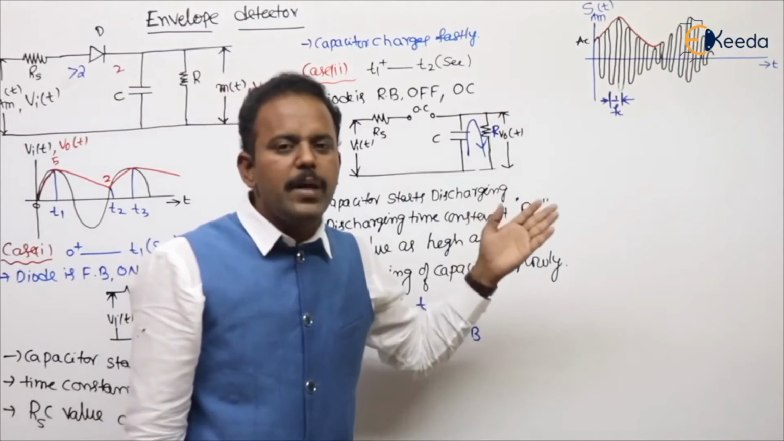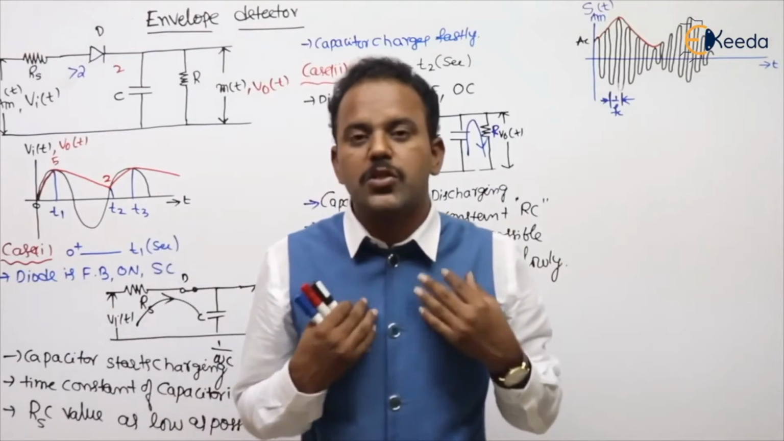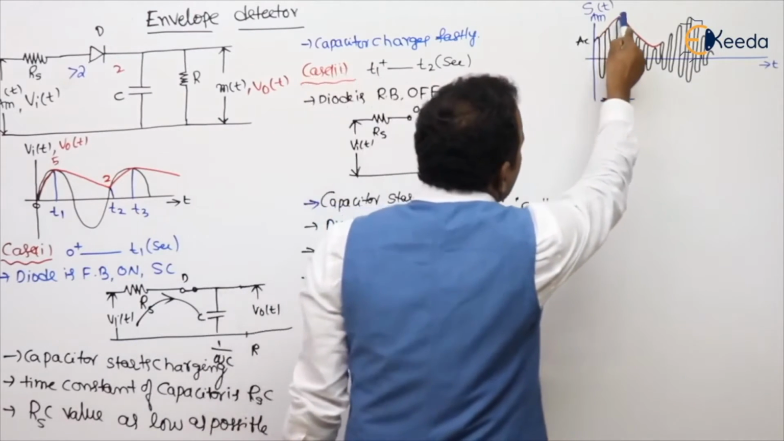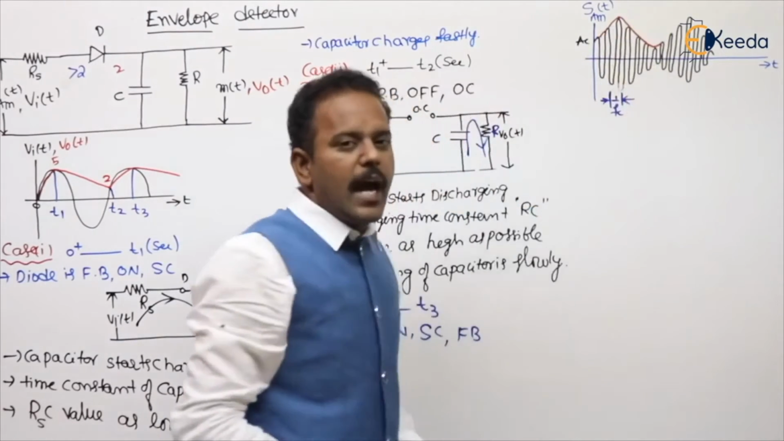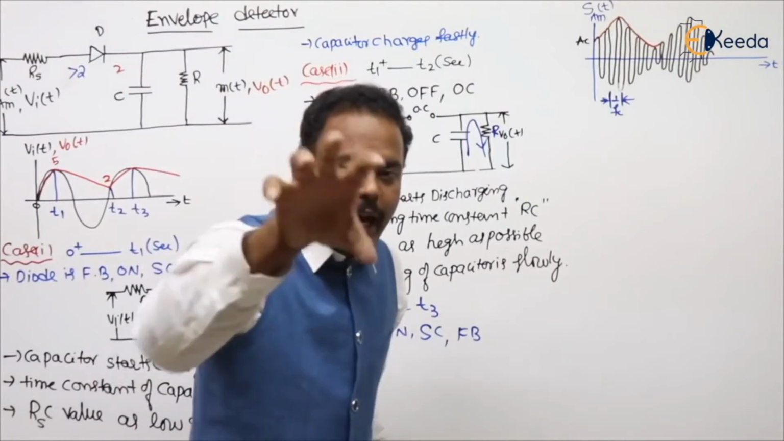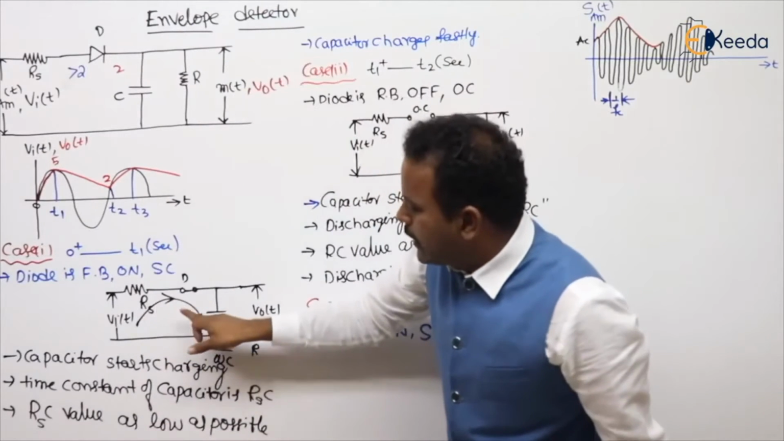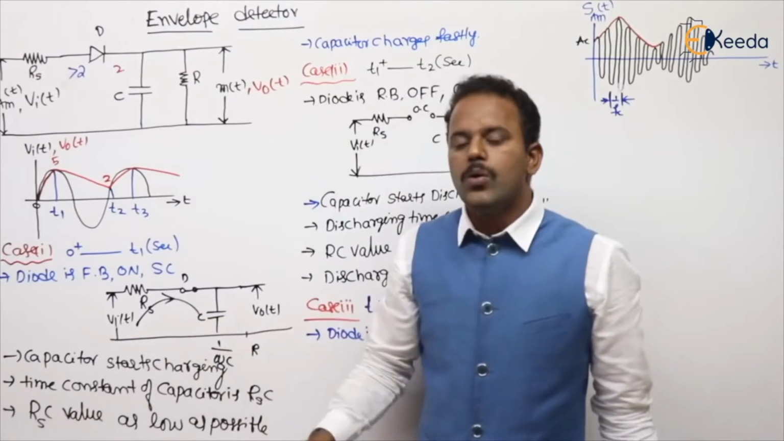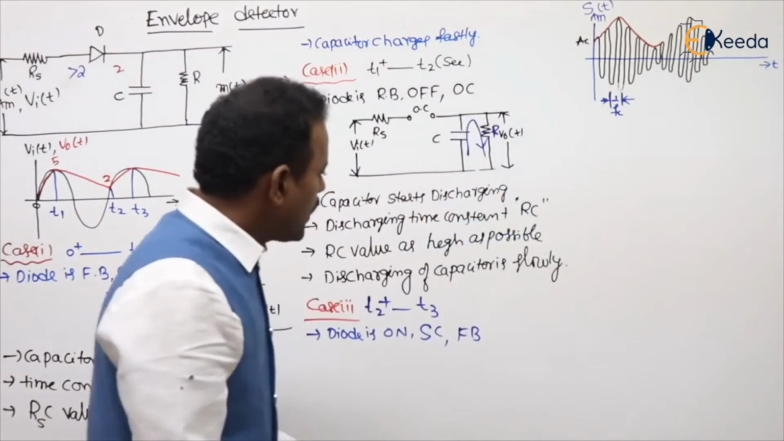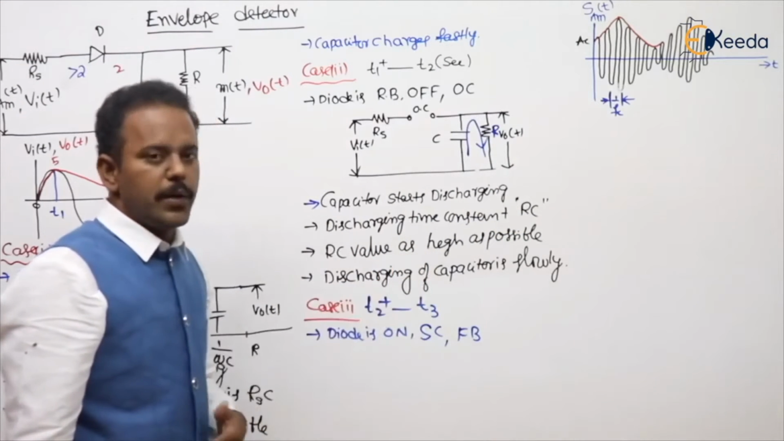If the peaks are coming at a faster rate, the capacitor has to charge at a faster rate because the gap between the peaks is small. If the gap between the peaks is small, the capacitor has to catch up to that peak value, because we need to get the positive peaks. So that's why the charging time constant is low, and capacitor charging will be fast. Come to the discharging time constant. It should be as high as possible, I told.